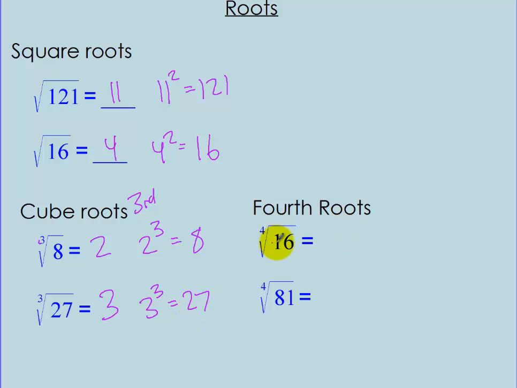Fourth roots. The fourth root of 16 in this case is going to equal 2, because 2 to the fourth power equals 16. 2 times 2 is 4, 4 times 2 is 8, times another 2 is 16. And the fourth root of 81 is going to be 3, because 3 to the fourth power equals 81. So hopefully you can see the pattern going on there.